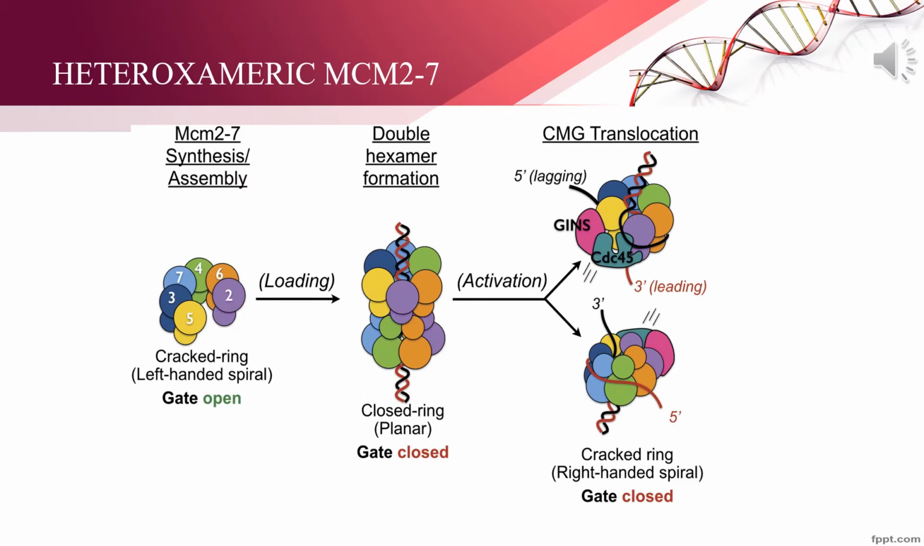This is the process where MCM2-7 forms a double hexamer in the shape of a closed ring, then is activated by CDC45 to initiate the DNA translocation mechanism and unwind it.